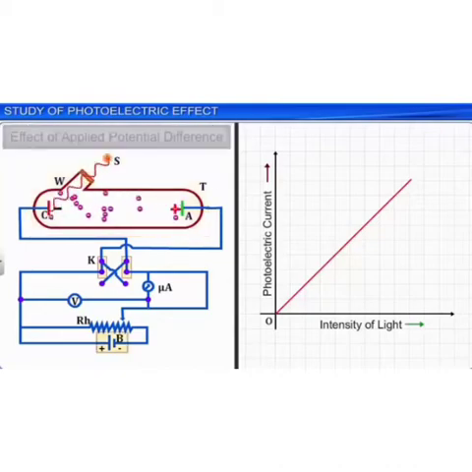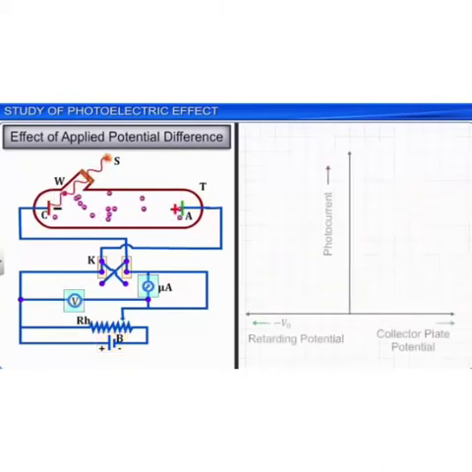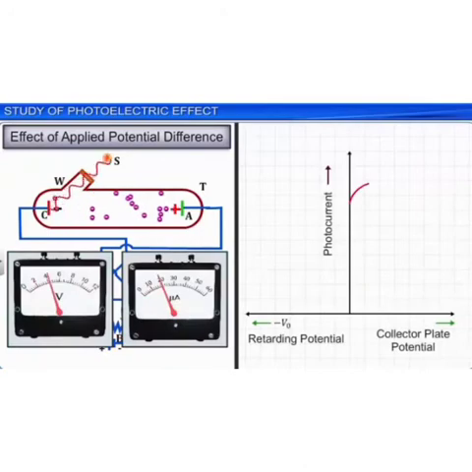Let us now study the effect of the applied potential difference on the photoelectric current. As you gradually increase the accelerating potential across the emitter and collector plates, you will notice that the current in the microammeter increases.